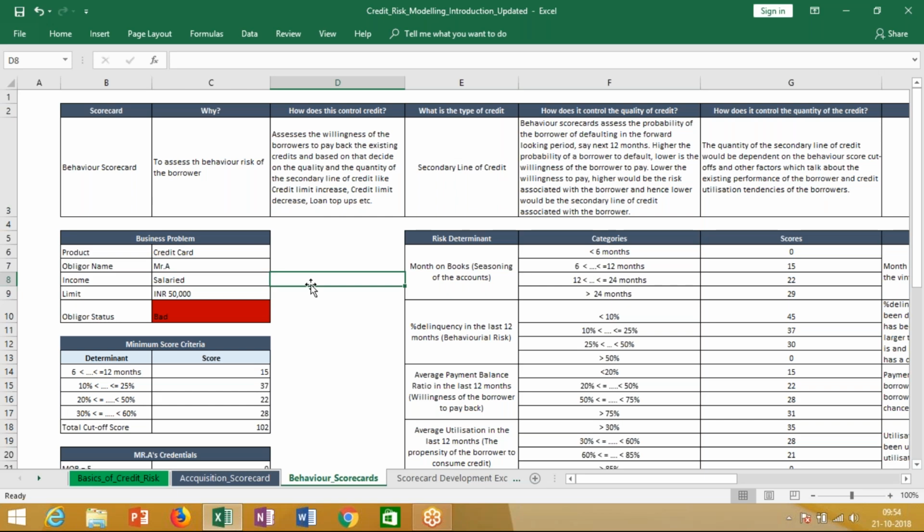And other factors talk about the existing performance of the borrower and credit utilization tendencies. So to assess the borrower's riskiness, I look into his utilization of the product, I look into his repayment consistency, the repayment capacity, and so on. So this is what a behavior scorecard is. The behavior scorecard helps us assess the behavior risk associated with the borrower. It helps us assess the willingness of the borrower to pay back the credit, and based on that willingness to pay back, this scorecard helps us assess the riskiness associated with a particular borrower, right? And hence it helps us in efficiently allotting the respective lines of credit. Clear?